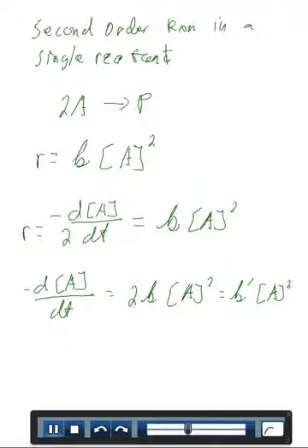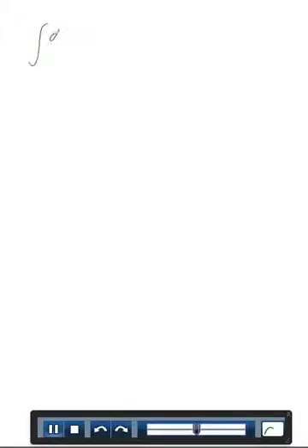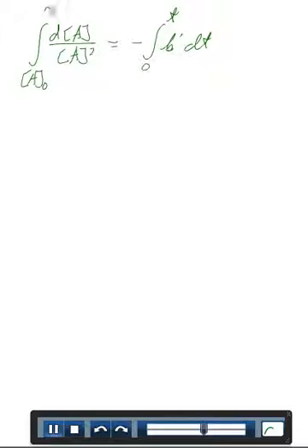So now I can isolate variables. So I'll get all the A's on the left, and I'll get the t's on the right side of the equation, and now I can integrate both sides of this equation. And I'll again integrate from time 0 to time t, and at time 0 I have an initial concentration of A, and at time t I have some unknown concentration of A.